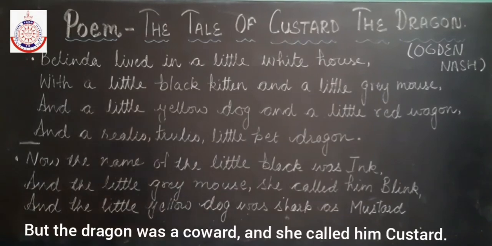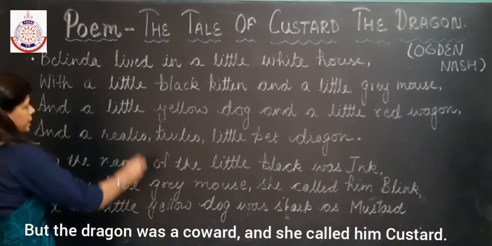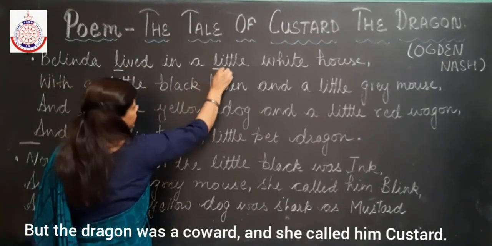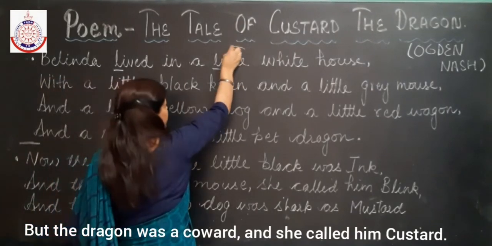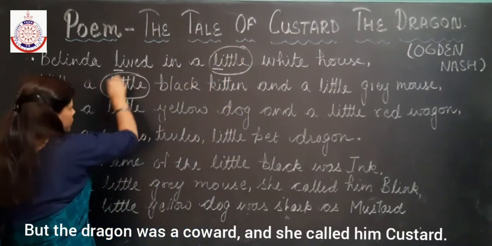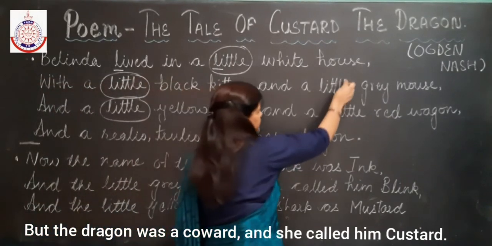Now in the first stanza, the poetic devices which have been used here are, first is alliteration. See this repetition of sound L and L in the first line. Then also repetition of this word little. See, the word little has been repeated so many times.